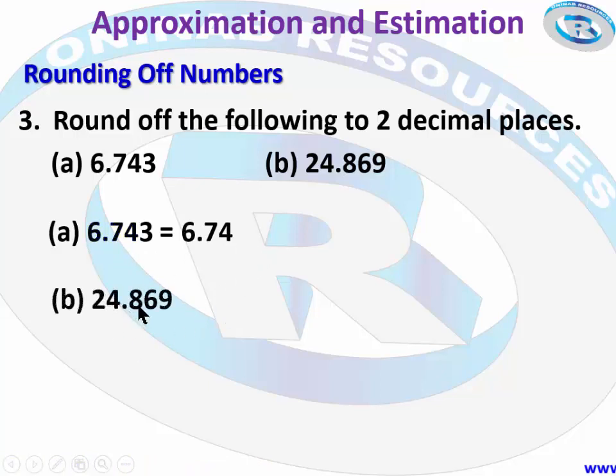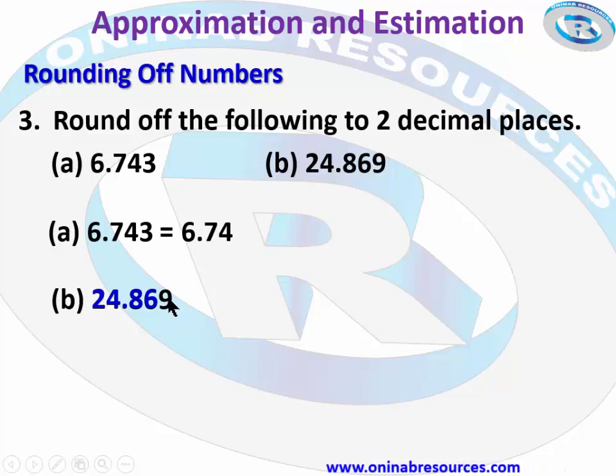For B, we have 24.869. And for your information, we are interested in 2 digits after the decimal point. So we still maintain the ones before the decimal point. We're interested in 24.86. Then we check the next digit, which is 9.